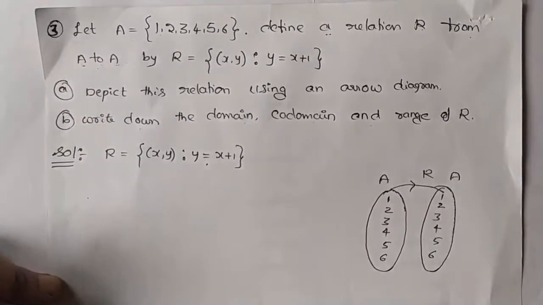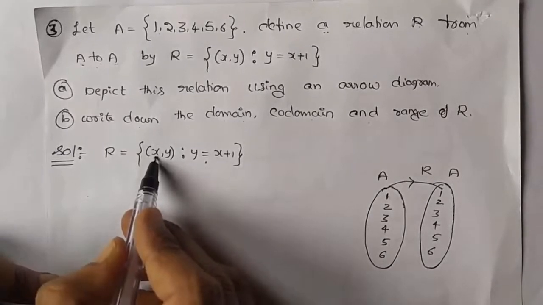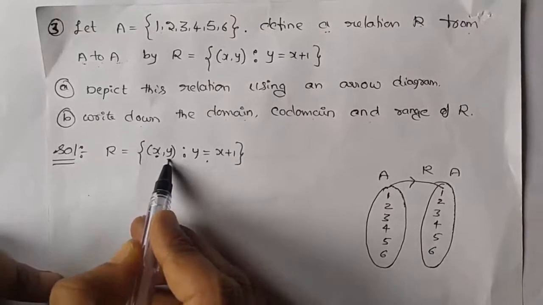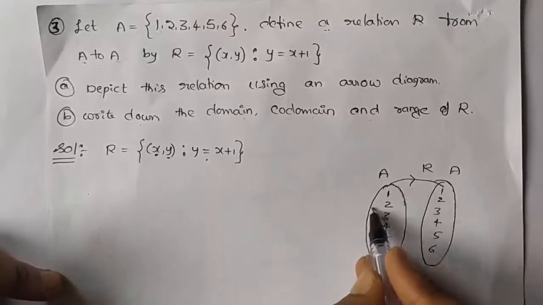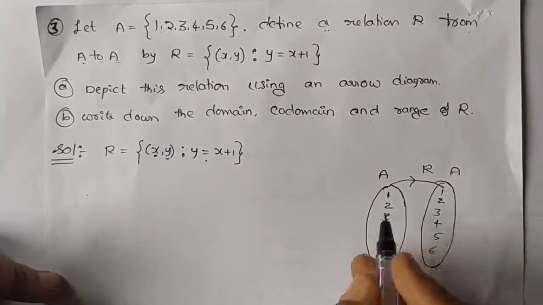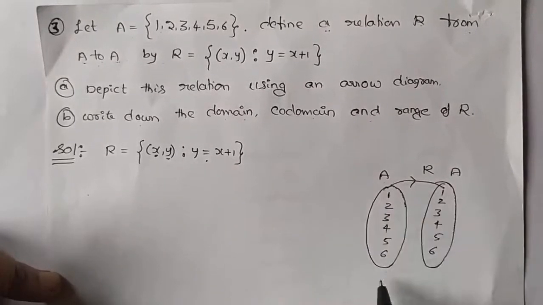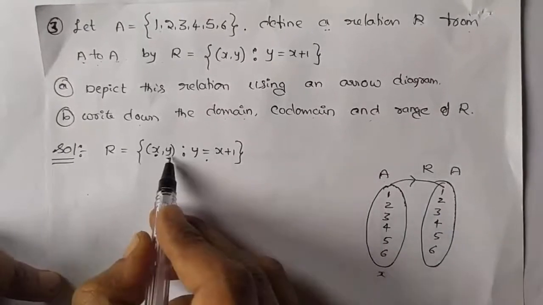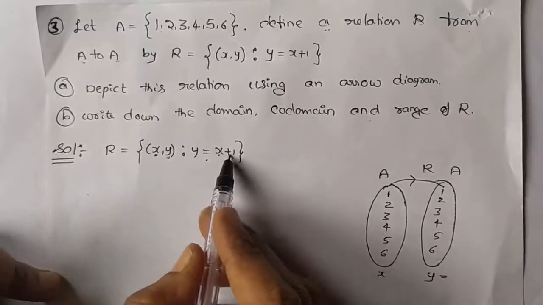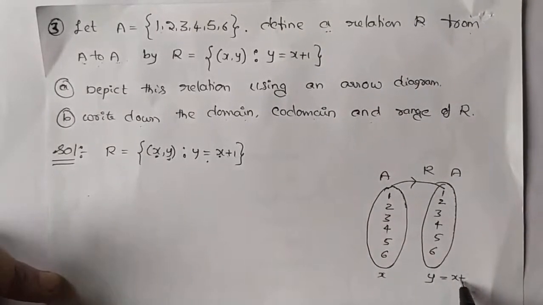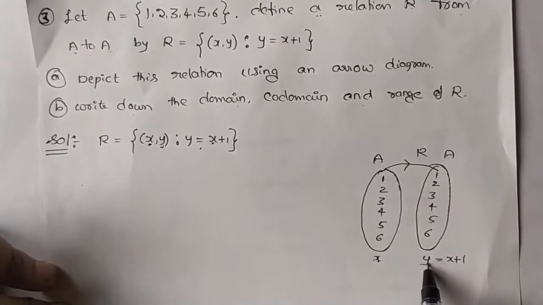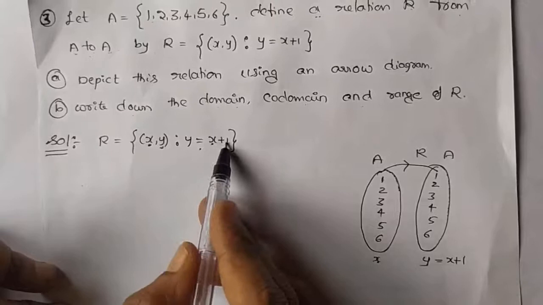We have to define the relation. The first element is x, the second element is y. This is the first element x, and this is the second element y. Y is defined as x plus 1.